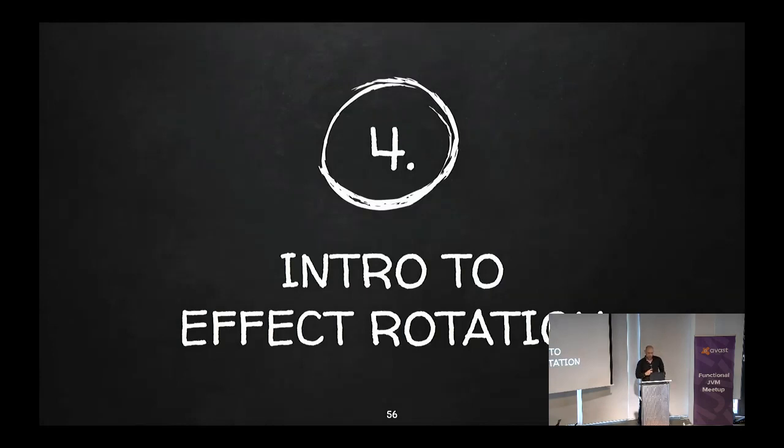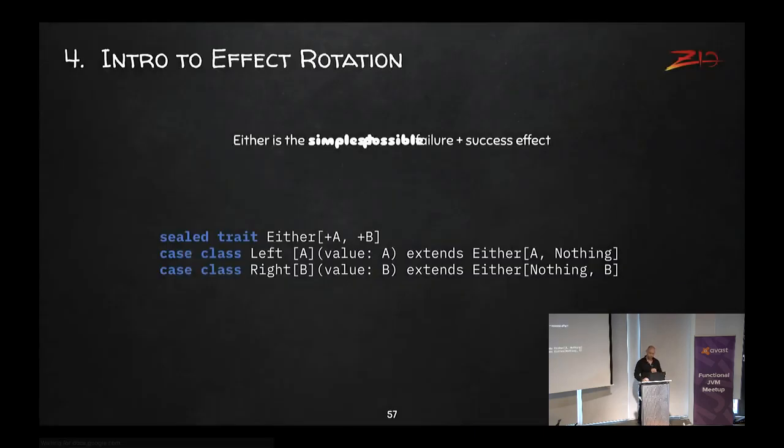All right, so let's take a look at effect rotation and see if it can help us gain some of the benefits of monad transformers without the costs. The simplest possible example of effect rotation, actually it's so simple you can't even call it effect rotation, but it'll get the point across, is the Either data type.